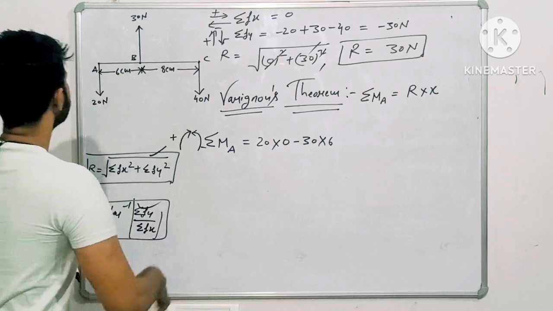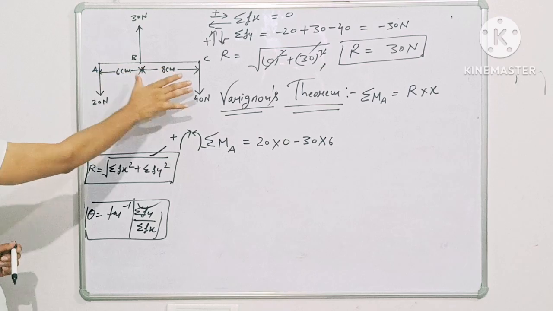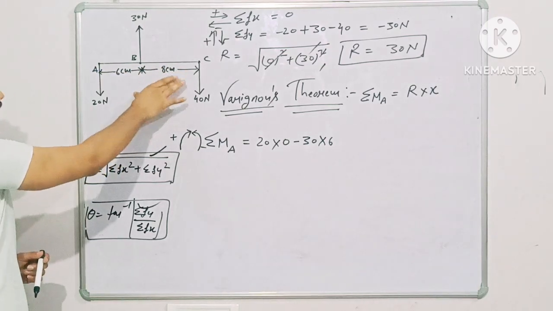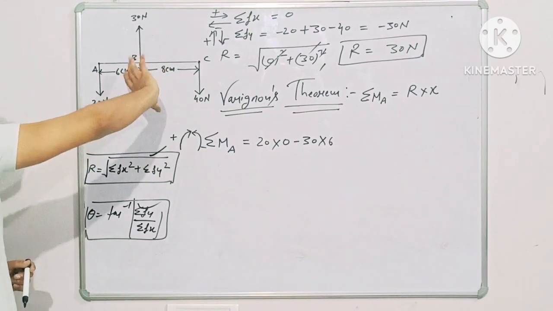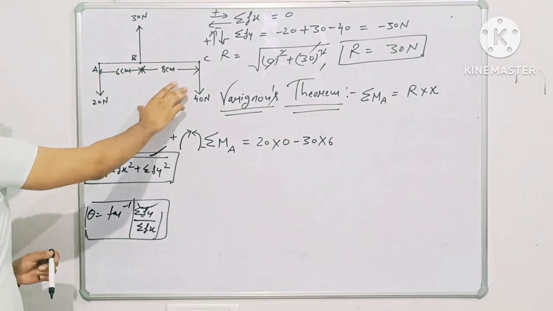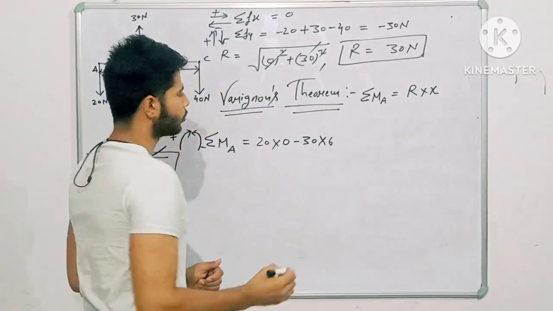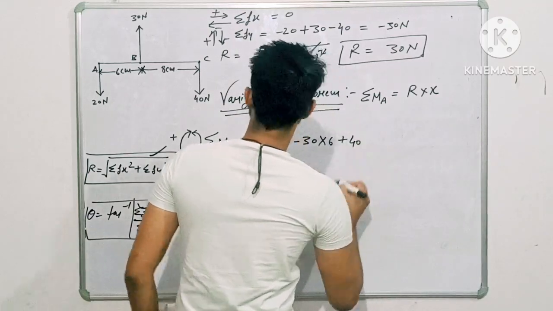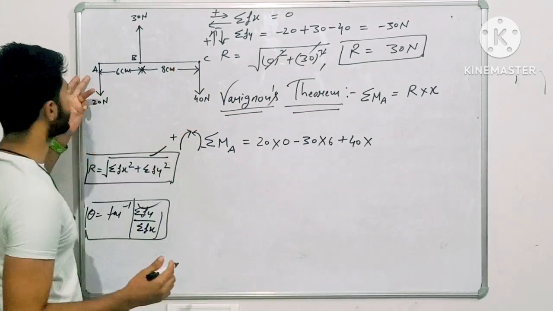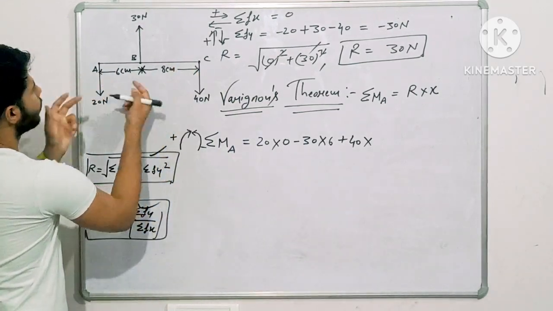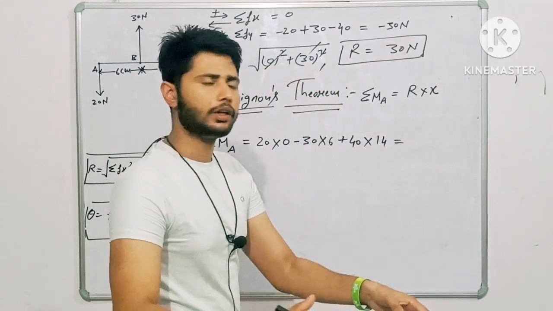Then come next, from point A this 40 Newton force is going in clockwise direction, so we have to take this positive: plus 40 multiplied by the perpendicular distance A to C, which is 14, so 40 multiplied by 14.